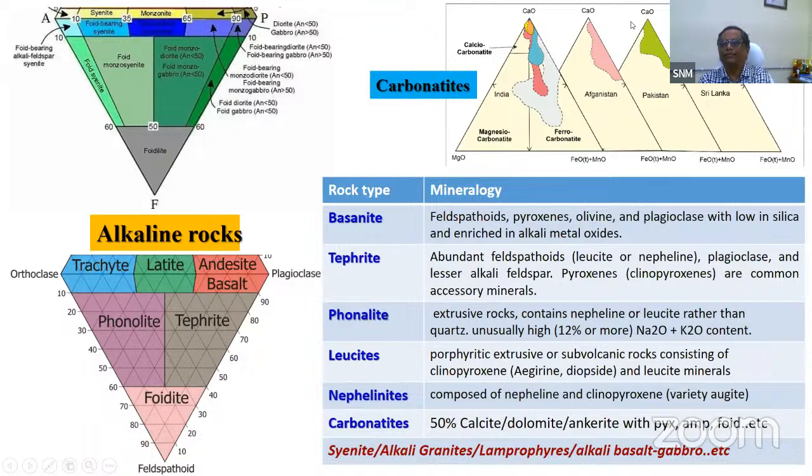These are the important alkaline rocks that we normally see in the alkaline complexes. The right side top picture shows the compositional range of different carbonatite rocks that have been reported in India, like some parts in Rajasthan, some in Tamil Nadu. So we can see the different carbonatite bodies have a different compositional range. This has a bearing for RE mineralization also. Some carbonatites reported from Afghanistan, Pakistan, and Sri Lanka are also here.